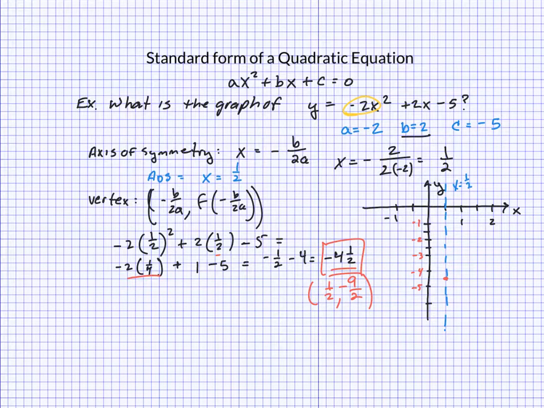We know that it is going to open downward, and I know by looking at my equation that my y-intercept is going to be negative 5. Using my points of symmetry, I know that I have the same points of symmetry, so I'm able to graph this equation using those 3 points: my y-intercept, my vertex, and of course my symmetric value to my y-intercept.